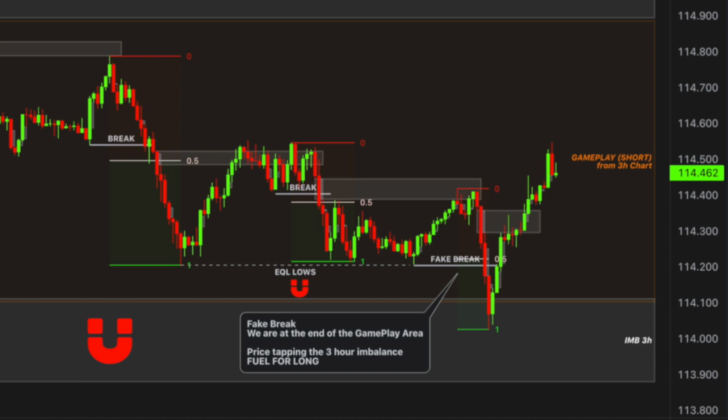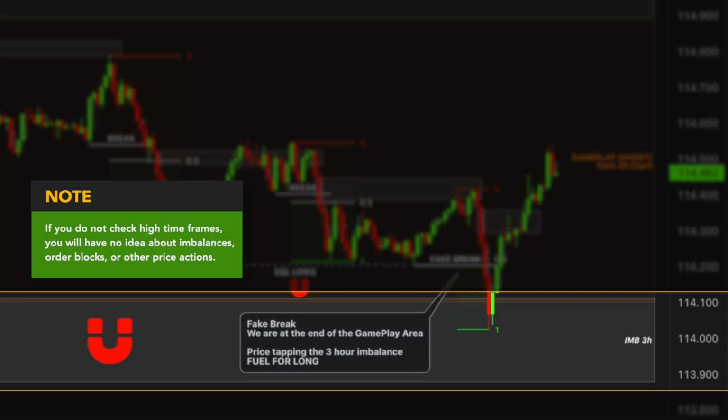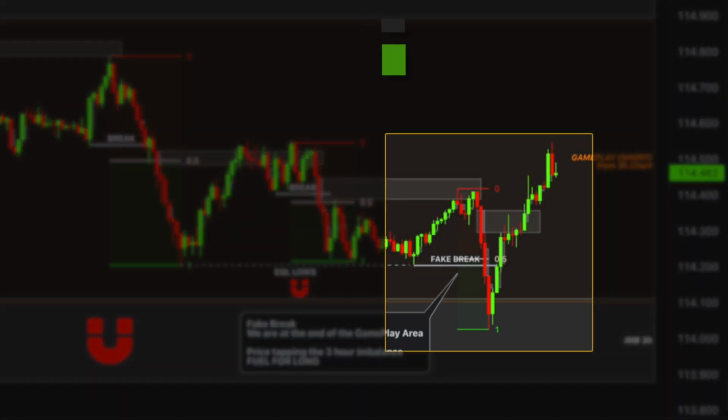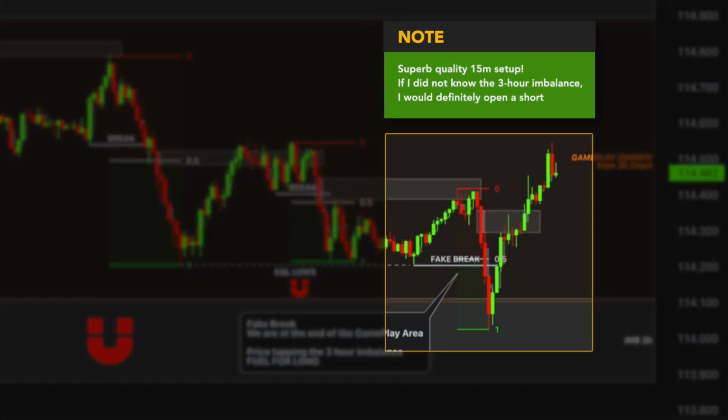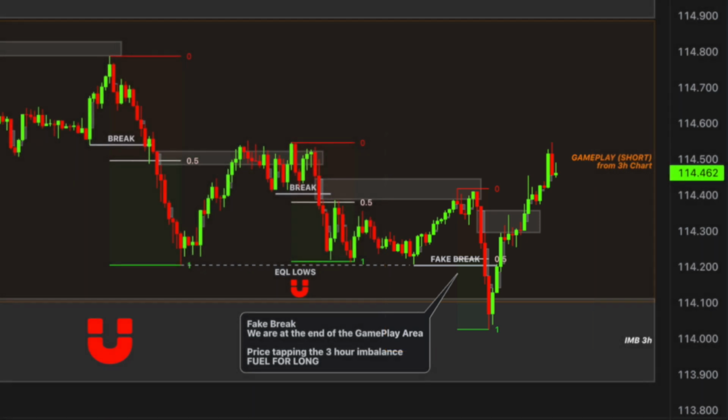Let's talk about this fake trade designed for stop hunts. First of all, if I did not check the high time frames and did not know that there is a giant imbalance from the 3 hours, I would definitely trade this. Look at this, extremely high quality break, leaving a giant imbalance. It is just a perfect 15 minutes trade. However, it is fake. It is designed to trap people.